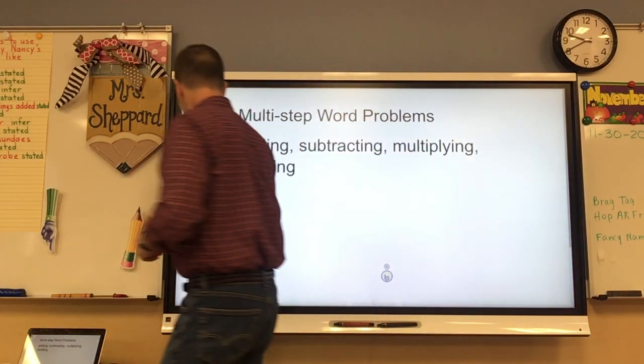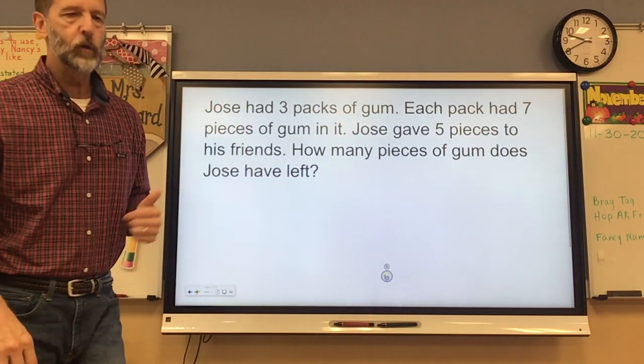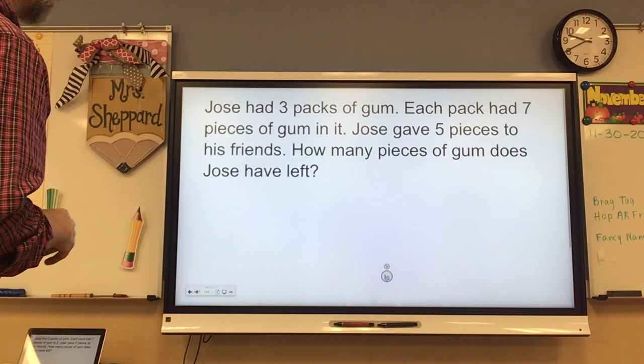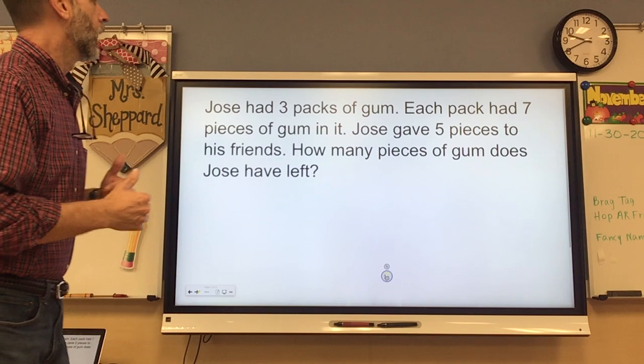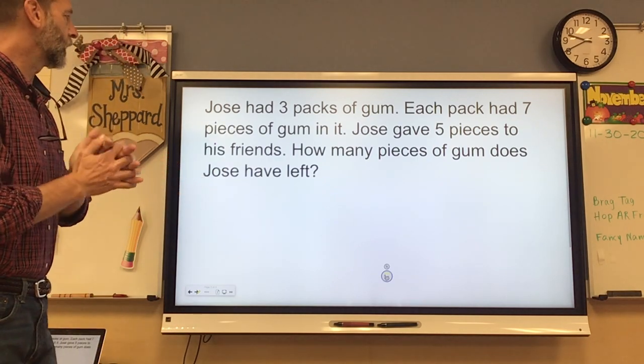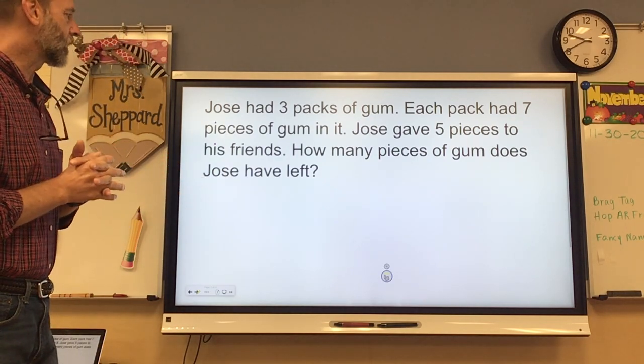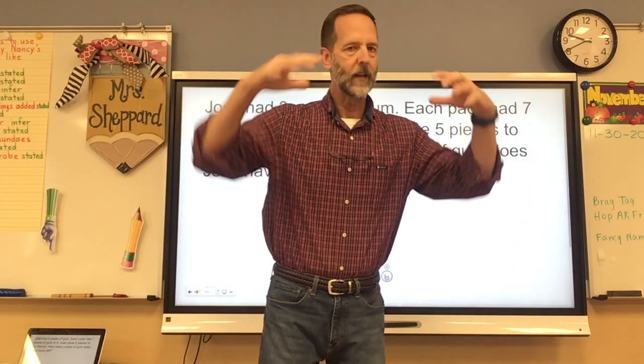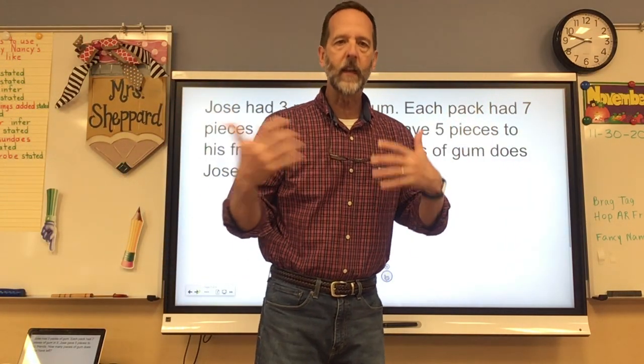Okay? First one. Jose had 3 packs of gum. Each pack had 7 pieces of gum in it. Jose gave 5 pieces to his friends. How many pieces of gum does Jose have left? Now, don't try to come up with an answer now. Let's go back to the beginning. Let's see what we have.